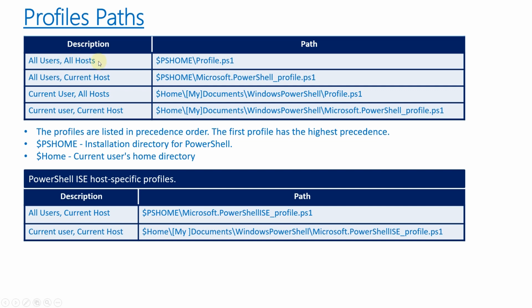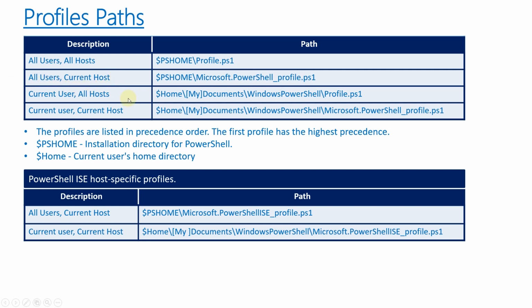Likewise, we have another profile scope, which is all users and current host. When we want to refer to this one, we have to use this file. Again, the PSHOME directory will be there, and after that the file name will be Microsoft.PowerShell_profile.ps1. If we write something in this file, that element will be available to all users and the current host.